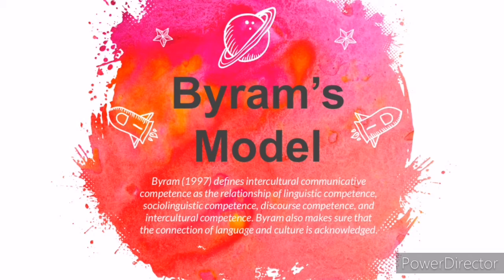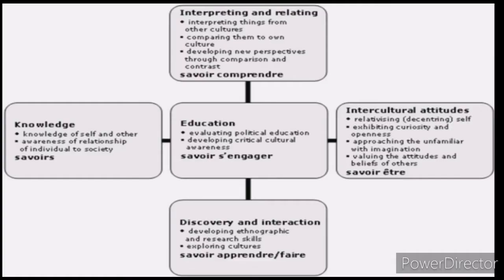Byram's model explains that there is a connection of language and culture, and this connection is acknowledged. Also, Byram's model explains that there are five steps to take into account for ICC, and these steps are: the first one, savoir, that is the relationship of individual to society.